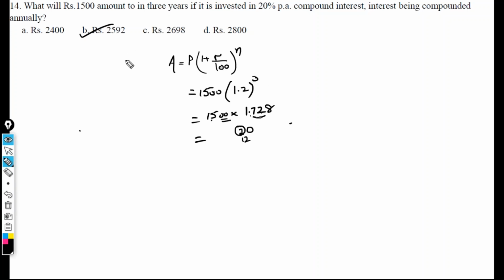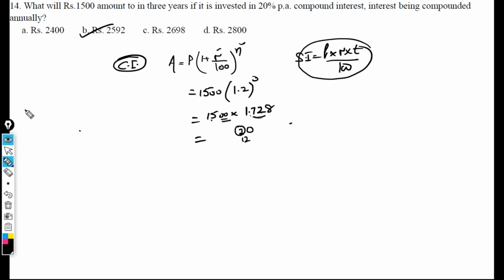This is the formula for compound interest, and the other formula for simple interest we did is P into R into T upon 100. So when it is compounded annually, we take R and N as they are. If it is compounded half yearly or semi-annually, in that case we use amount equals principal into 1 plus R by 2 upon 100 raised to power 2n.